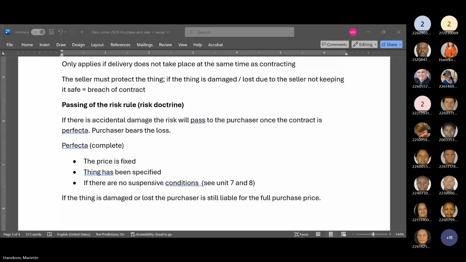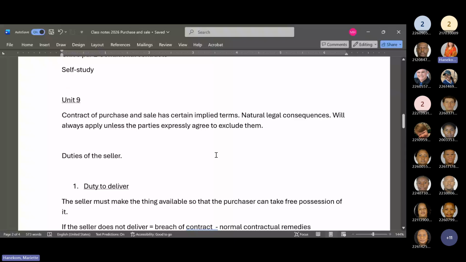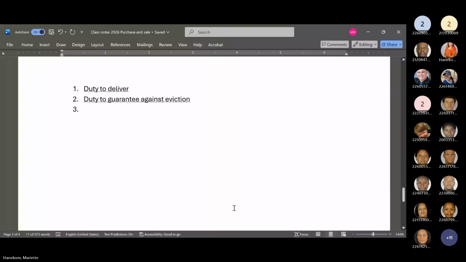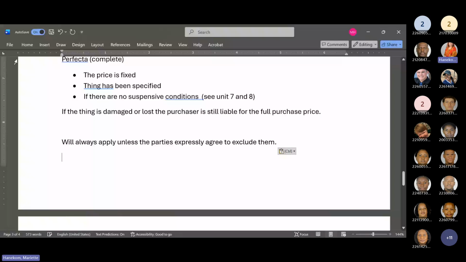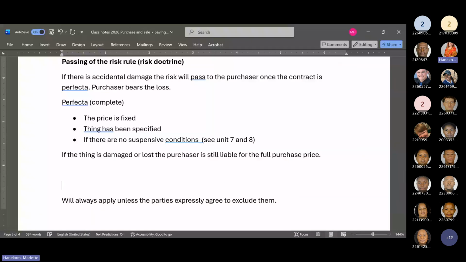But this is an implied term. I've said that in the beginning. It will always be implied unless the parties expressly exclude it. This is how the law works. You will still be liable, but it can be excluded. You can agree with the shop that this will not apply.